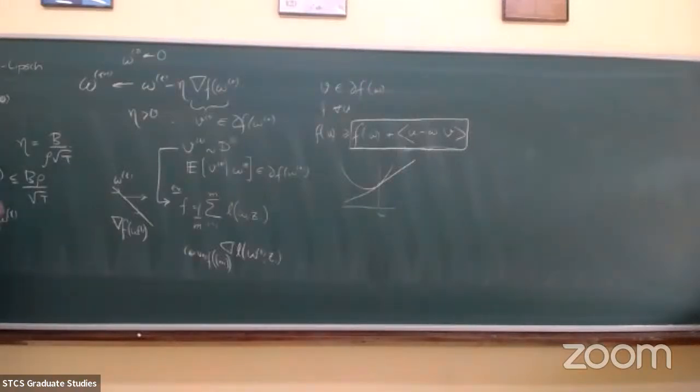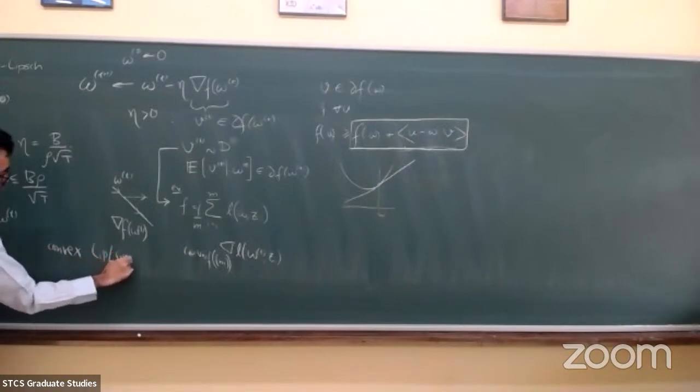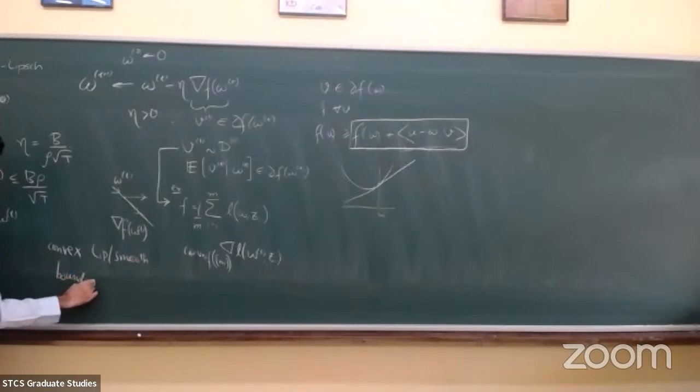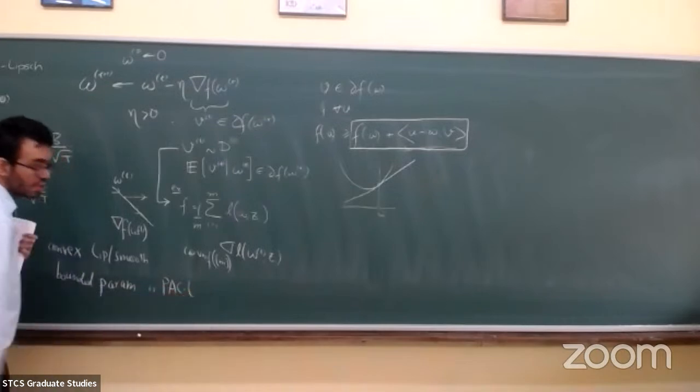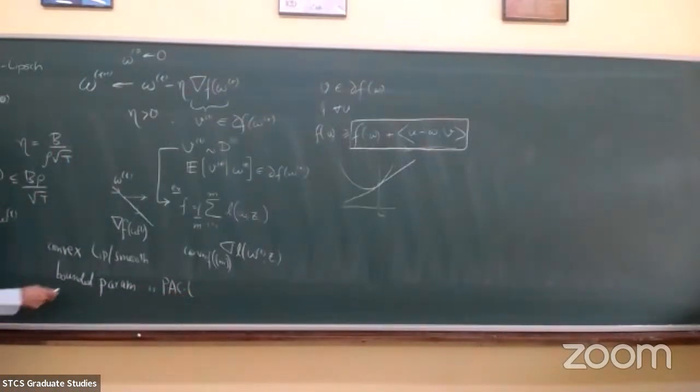So if you recall from previous discussions, convex, Lipschitz, or smooth, bounded parameter problem is parallel. Right. So you need these things, and you also need this thing. This we assume, but this is a property of the algorithm, whether we will get bounded parameter or not.